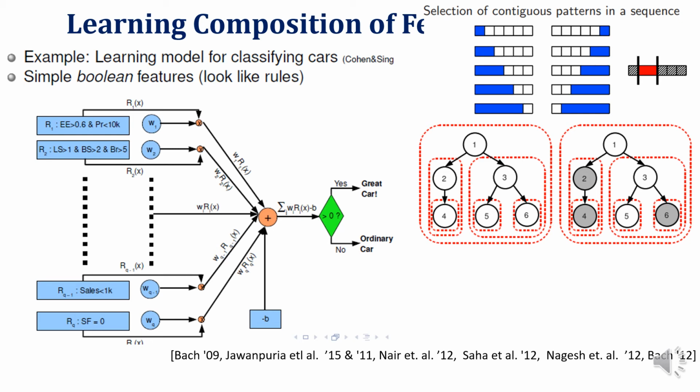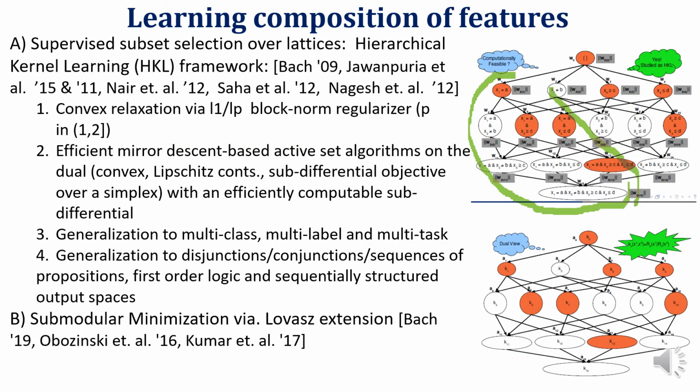In general, the idea is, given a large lattice, you want a subset of nodes in the lattice which correspond to really these compositions of those atomic features, such that you do well on a classification task. So what are the tools that really make this possible?